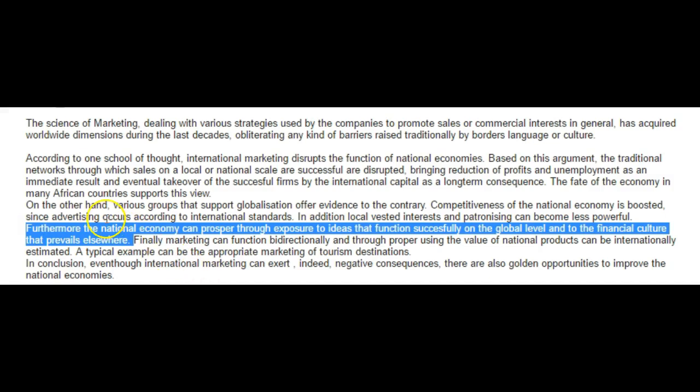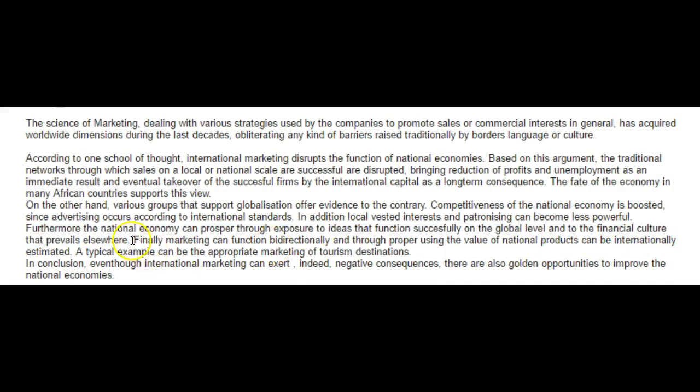I think what we should say here, furthermore, a national economy can prosper through exposure to proven ideas or to ideas that have proven successful in other cultures or just elsewhere. Finally, comma, marketing can function bidirectionally and through its proper use, comma, the value of national products can be internationally estimated. I'm not sure how marketing allows the value of national products to be estimated, but I would say that marketing can function bidirectionally and through its proper use, national products can attain international value.